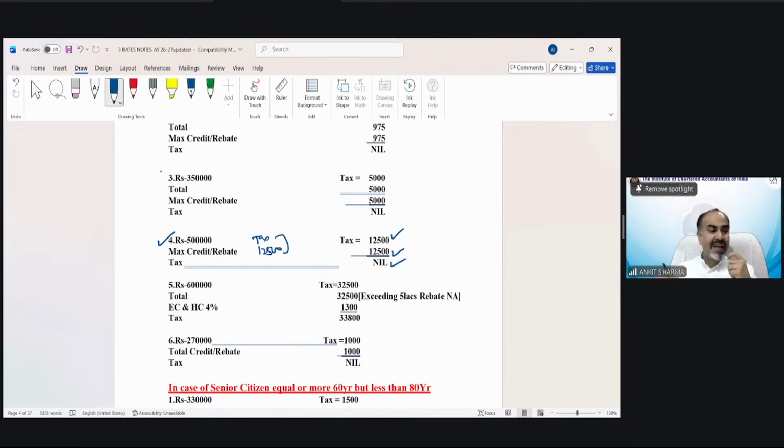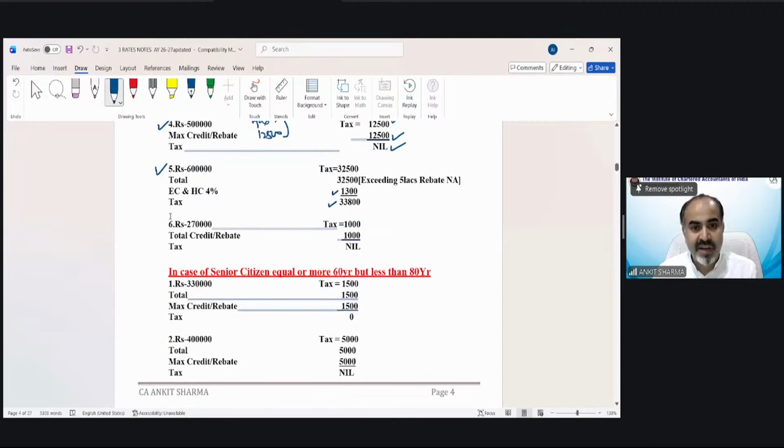If your income exceeded 5 lakh rupees, there would not be any rebate, like in example number 5. At 6 lakh rupees, the tax would be 32,500. As income exceeds 5 lakh, there would not be any rebate. Surcharge would not be applicable because it applies when income exceeds 50 lakh rupees, which we will discuss in the surcharge provision. Cess would be applicable at 4%. And after that, the total tax would be this.